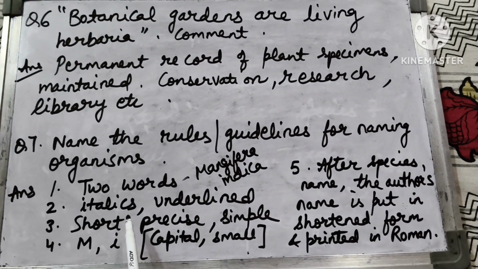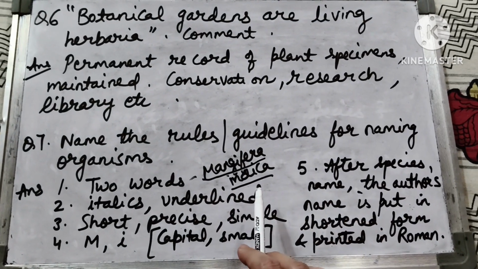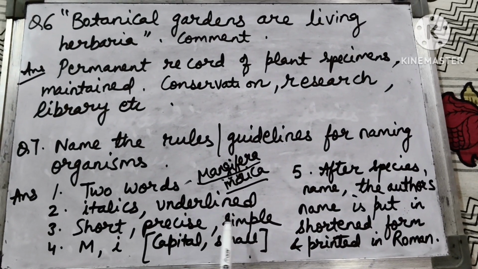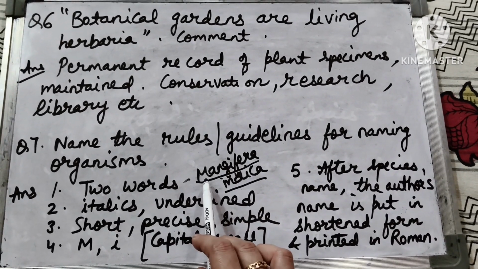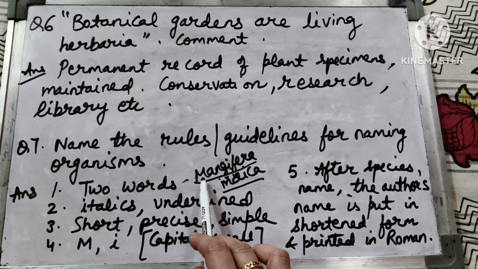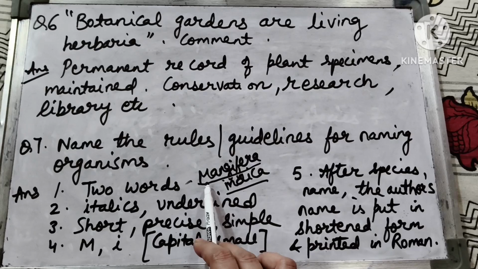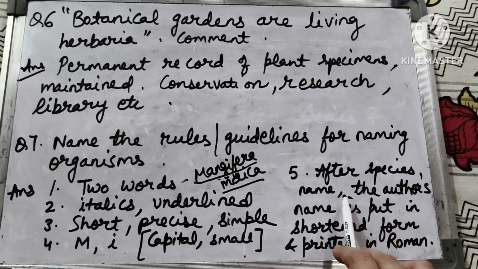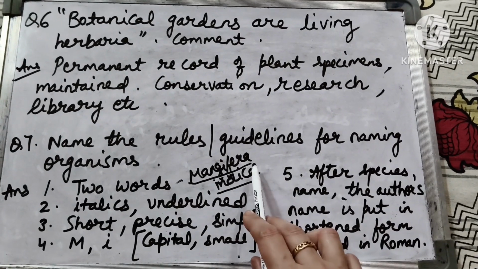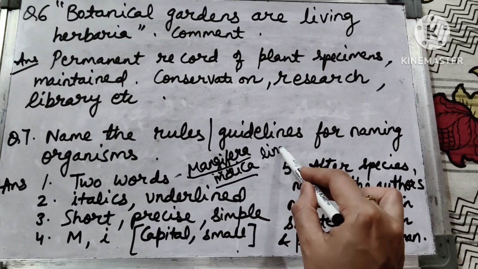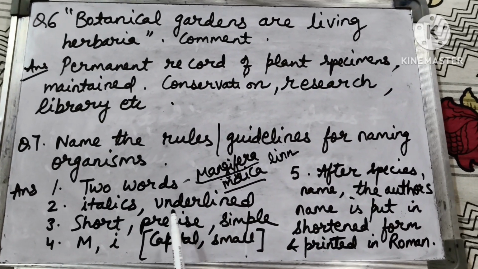Second is, both have to be written in either italics or they have to be separately underlined. It is very important. Third is, it should be short, precise, and simple so that it should be understood by everyone easily. Fourth point is, the first letter of the genus name should be capital, and the species name first letter should be small. I is small, M is big. And after the species name, if we want to write the name of the author who has discovered it, it can be written in the short form like Linnaeus, and it should be printed in Roman. So these are the rules for naming the organisms.